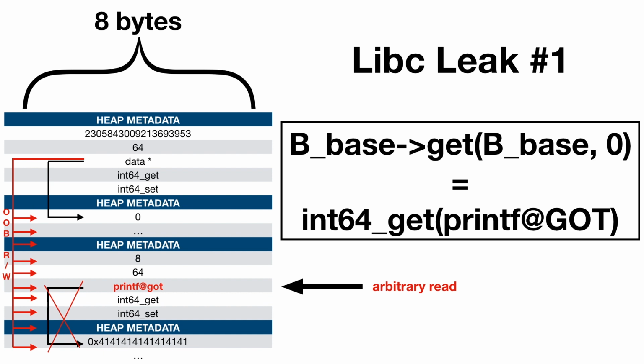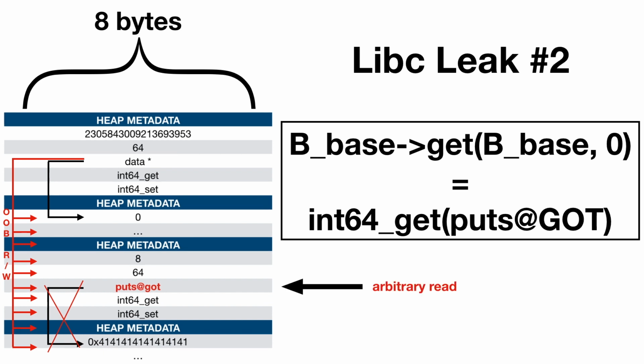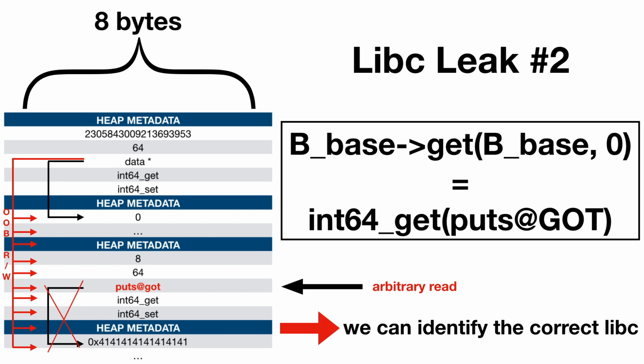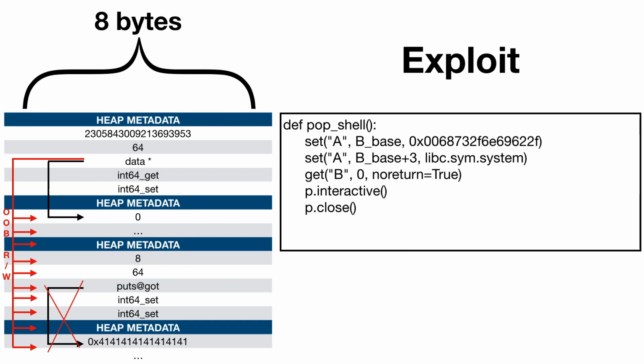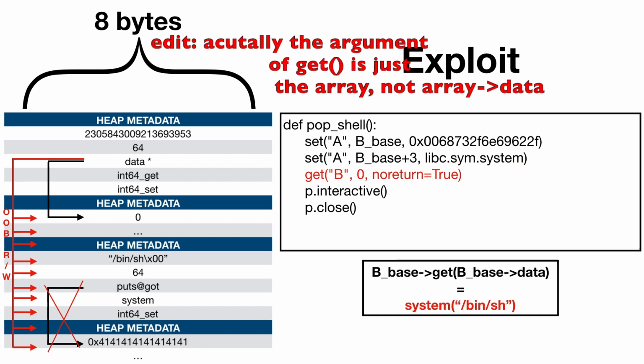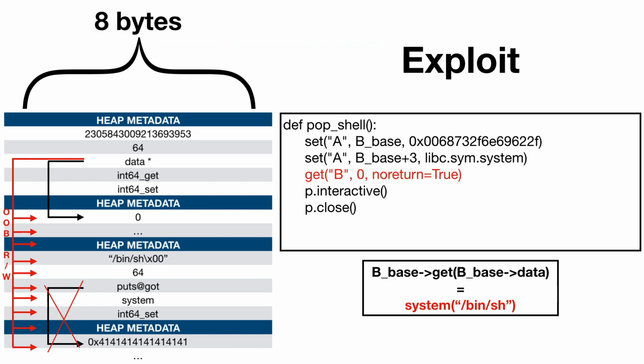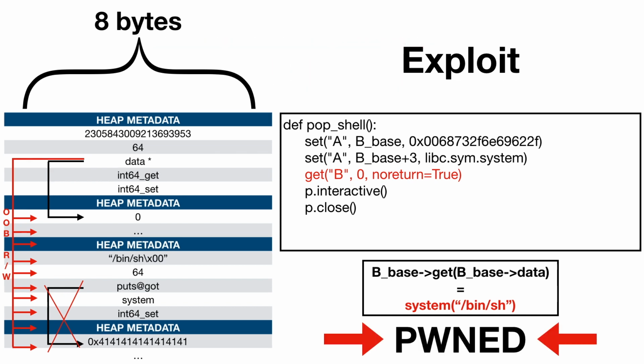First we leak the address of printf, for instance, then we leak another address from libc, so we're able to identify libc. Then we overwrite the function pointer of the second array, and then we trigger the call to this function pointer with a call to get, which will effectively call system with binsh, giving us a shell. Now let's see if this actually works.